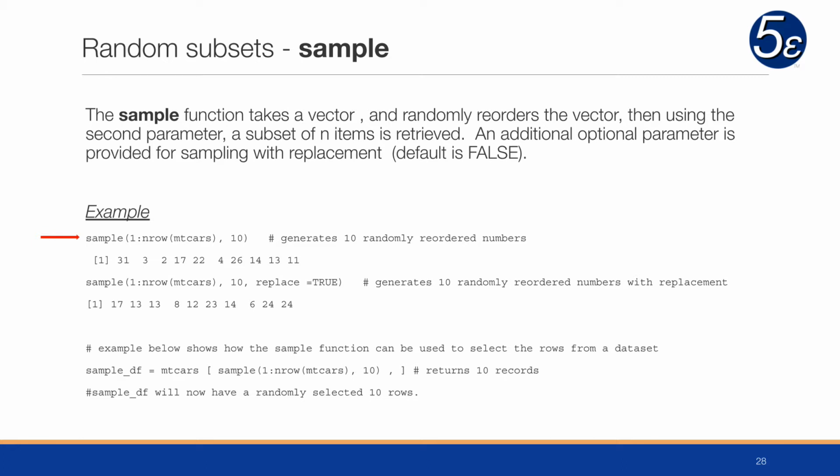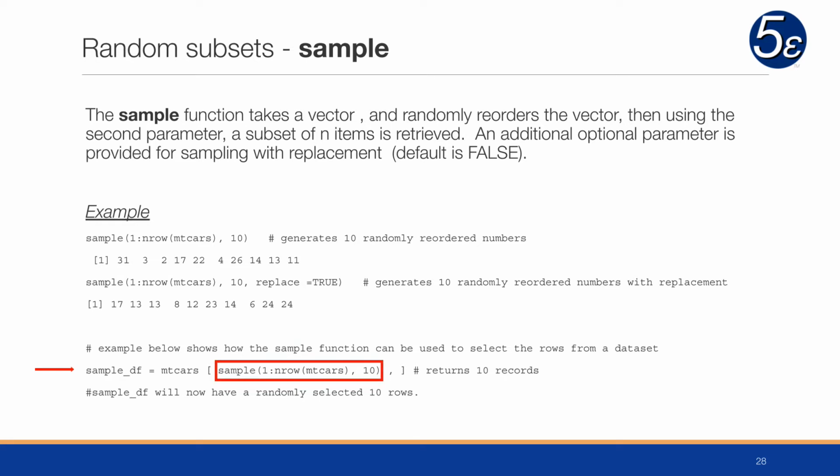dataset. So in the next case, we do the same thing: sample(1:nrow(mtcars), 10, replace = TRUE). So in this case, it will generate 10 randomly ordered numbers with replacement. So it is possible to get a duplicate number. In the example below, we will show how it can be used to select rows from the dataset.